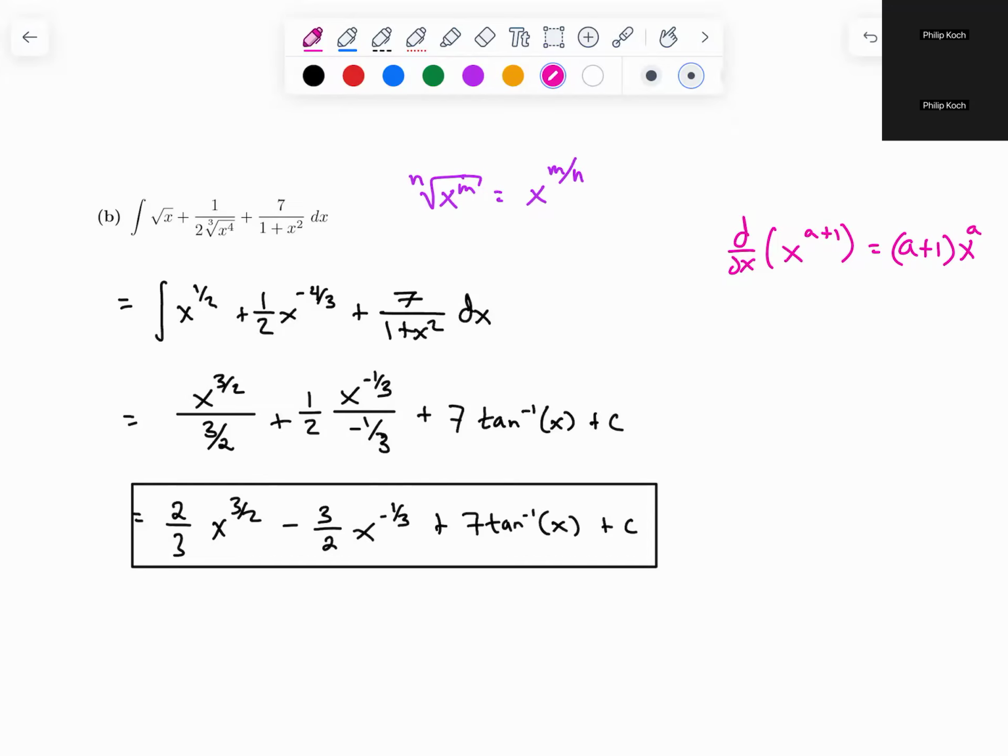Then we add 1 to the exponents. So 1/2 plus 1 is 3/2. Negative 4/3 plus 1 is negative 1/3. And then flip and multiply to take care of the fractions. You get the final answer. Are there any questions?